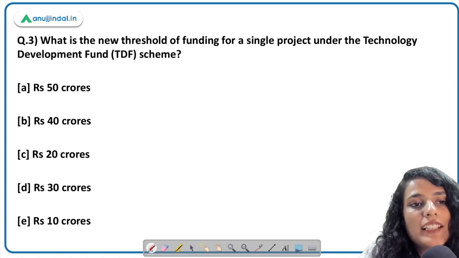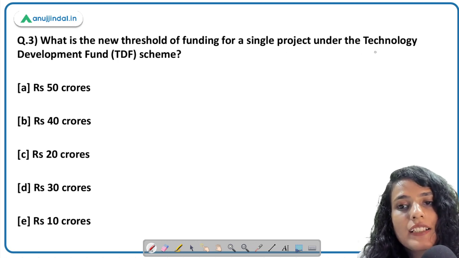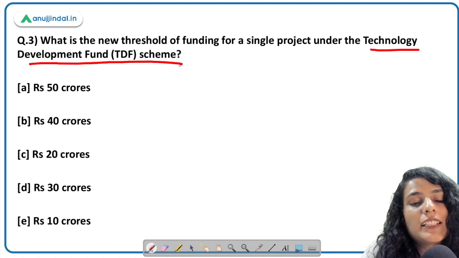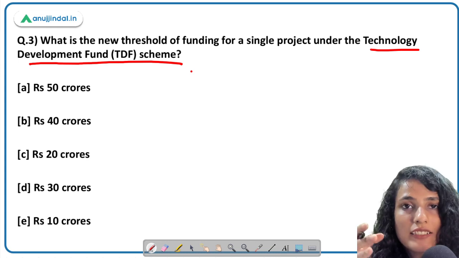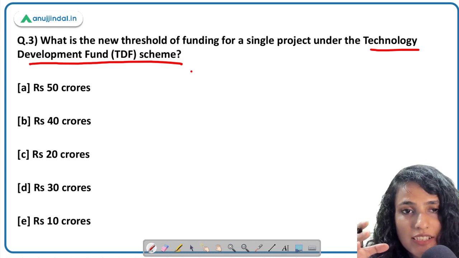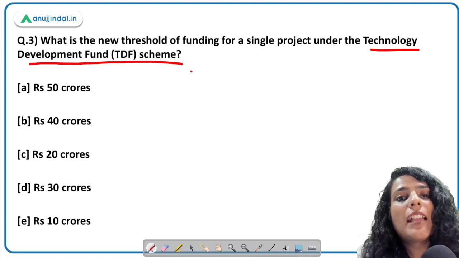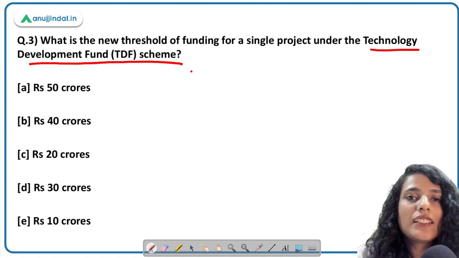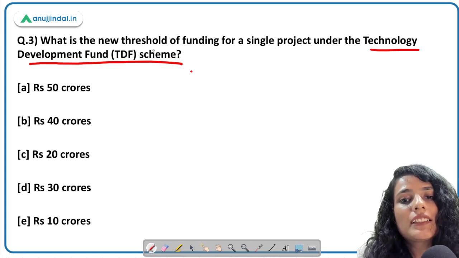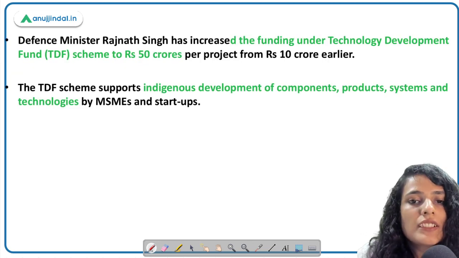Okay, moving on to the next question we have. What is the new threshold for funding of a single project under the Technology Development Fund Scheme? Technology Development Fund Scheme is basically implemented by DRDO, that is Defense Research and Development Organization. The scheme comes under the Ministry of Defense. Of course, the primary aim of the scheme is indigenization of technologies, indigenization of the defense industry in our country. So what is the new threshold? Threshold means upper limit. It was earlier 10 crores and now it has been increased to rupees 50 crores.